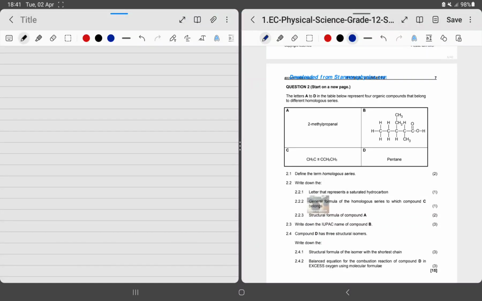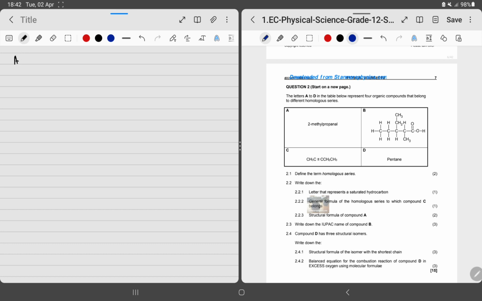The letters A to D in the table below represent 4 organic compounds that belong to different homologous series. Whenever we are doing organic chemistry questions like these, we're not going to look at the questions first. First, we are going to look at the information that is provided and then try and change everything into its structural formulae and then name whatever is not named.